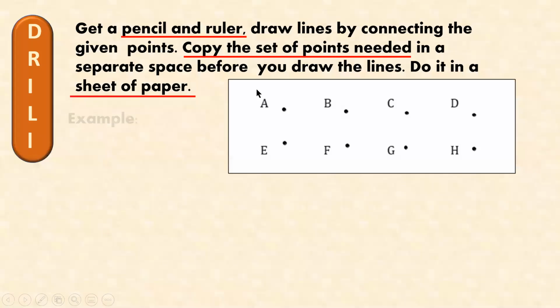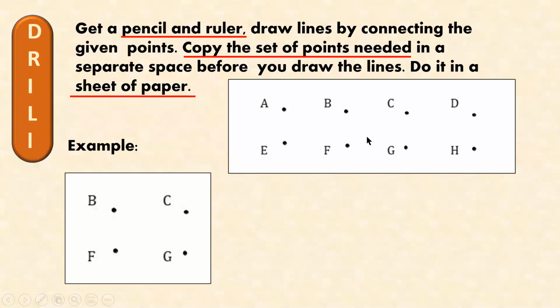Okay, this is my example. I will cut a portion from that rectangle. Ginupit ko yung mayroong point B, point C, point F, and point G. Ganyan ang gagawin nyo sa notebook nyo, ha? And then, given yung line. Anong mga line daw ang gagawin ko? Line BG and line FC.